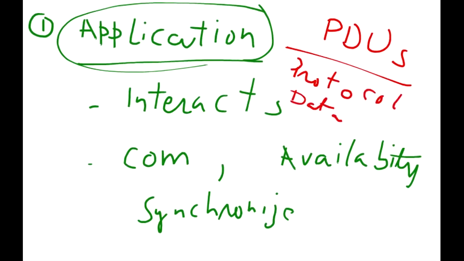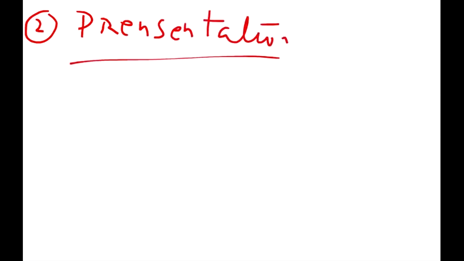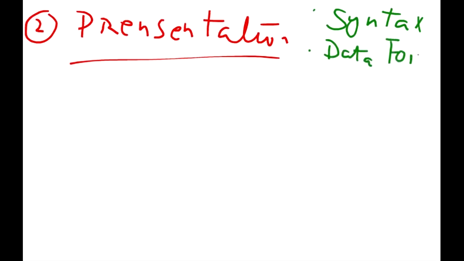data units. And it hands over those PDUs to the layer under it, and that layer is called the presentation layer in the OSI model. And the presentation layer is also called the syntax layer. I will tell you why we call it a syntax layer or a data formatting layer. It is called the syntax layer or data formatting layer because it transforms data into the form that applications accept.